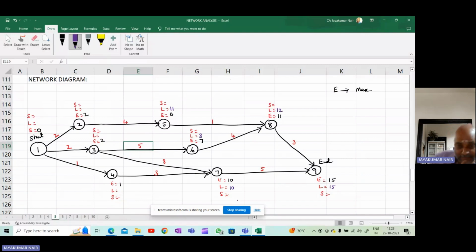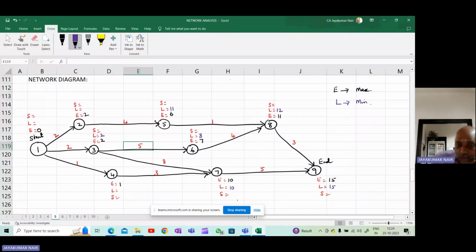Okay, now you have to be very careful when you do for 3. See, from 3, there are two arrowheads going out. Therefore, 8 minus 5 is 3 and 10 minus 8 is 2. So remember, for L value, you take the one which is lower. In E value, you take the one which is higher. So 10 minus 8 is 2, and here 8 minus 5 is 3. So the lower of that is 2. So you write here 2.